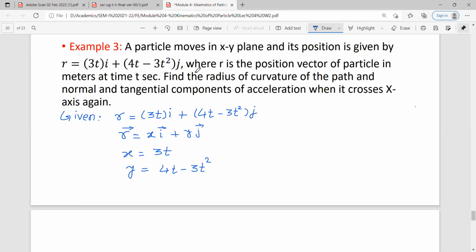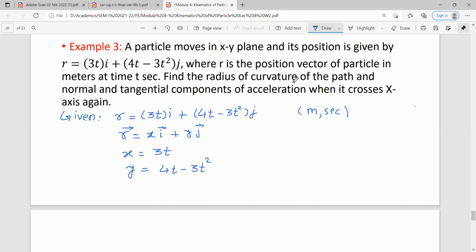Further, it reads where r is the position vector of the particle in meters at time t seconds. So units are given to us. Units are meter and second. Accordingly, velocity will come in meter per second, distance in meter, and acceleration will come in meter per second square.